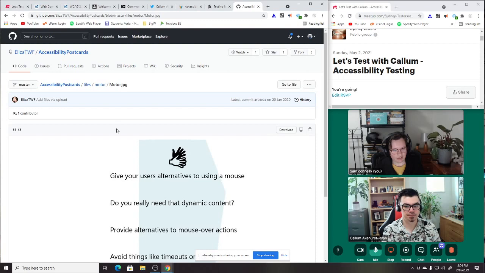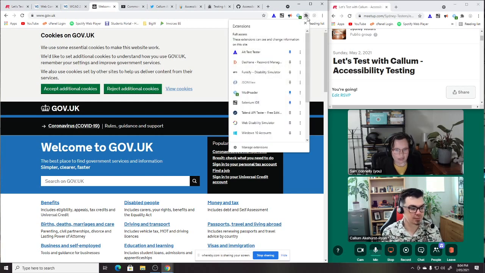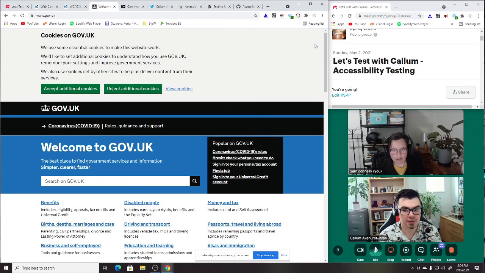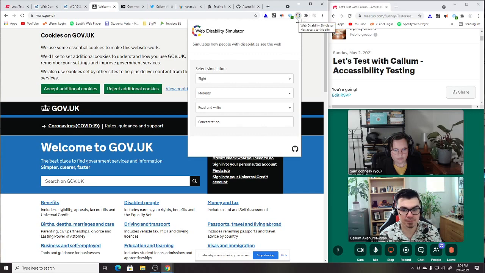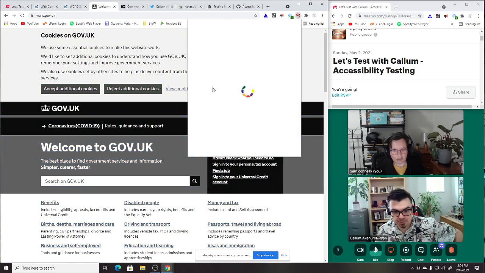So now that we've covered the quick overview of the guidelines, I'm going to go to gov.uk, which is a pretty good standard when it comes to accessibility. I have a few plugins that I've installed to help me with accessibility testing. Now, which one is it? Web Disability Simulator. Oh, I didn't pin it. Okay, so let's see. Well, total color blindness.